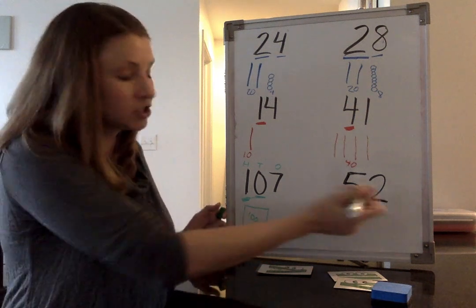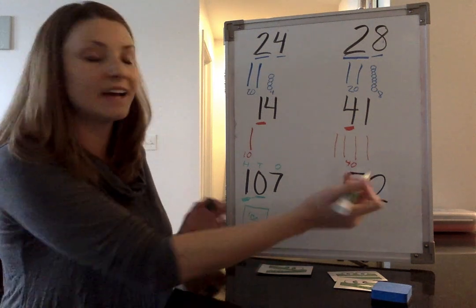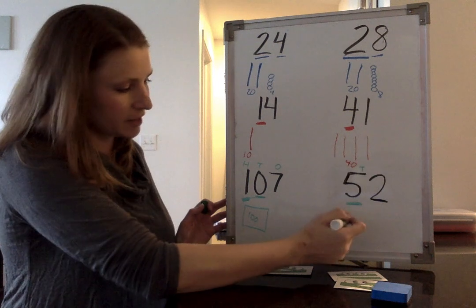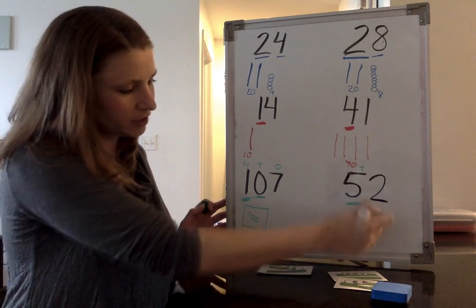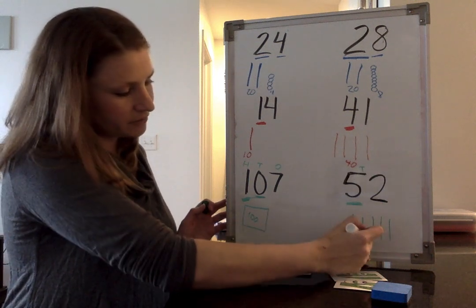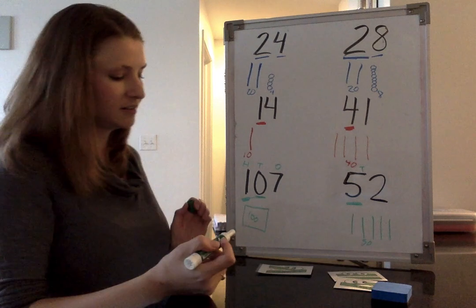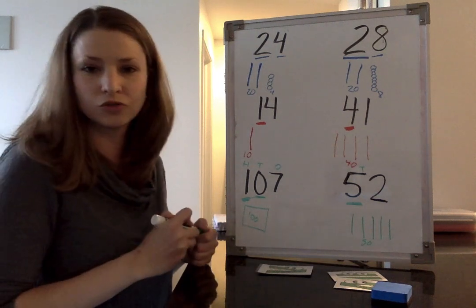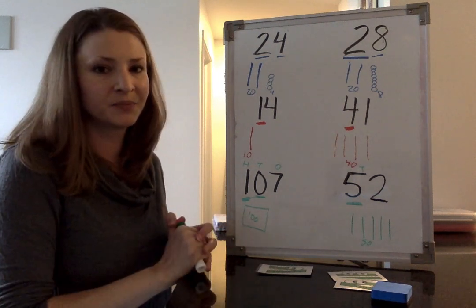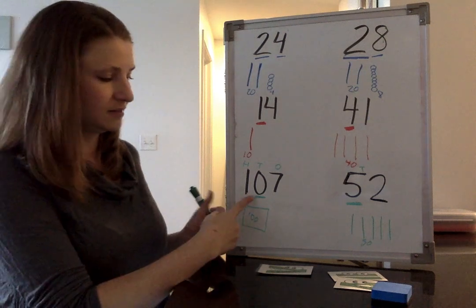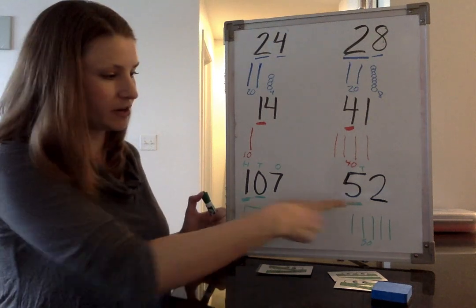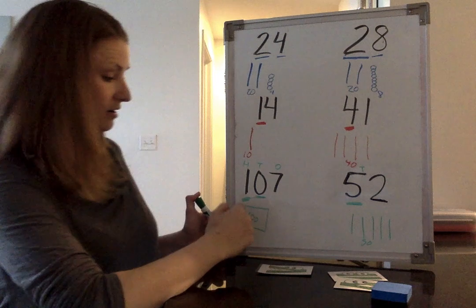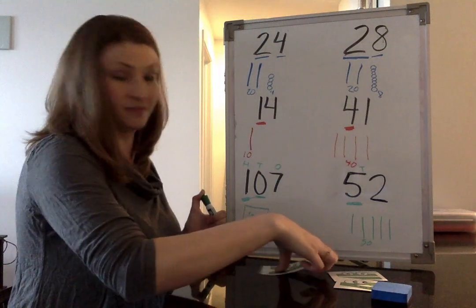No, 52. So the 5 is 5 tens. So I could draw that out. 1, 2, 3, 4, 5. 5 tens is 50. So can we tell which one is greater?